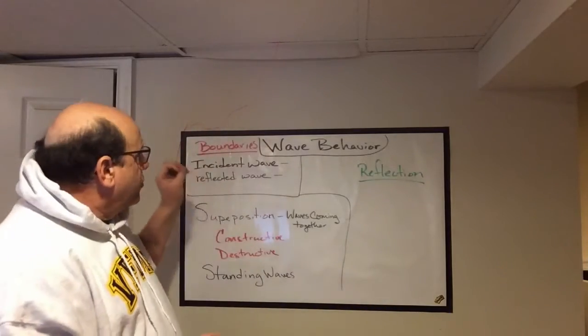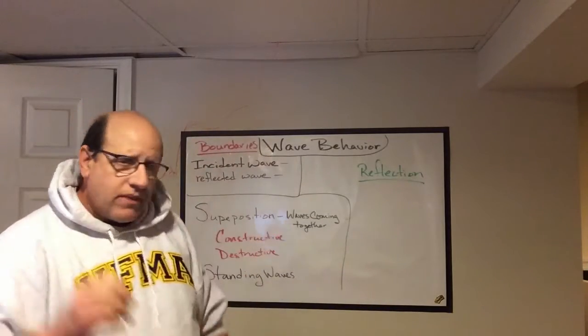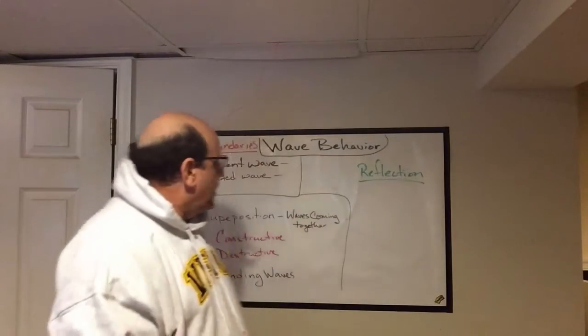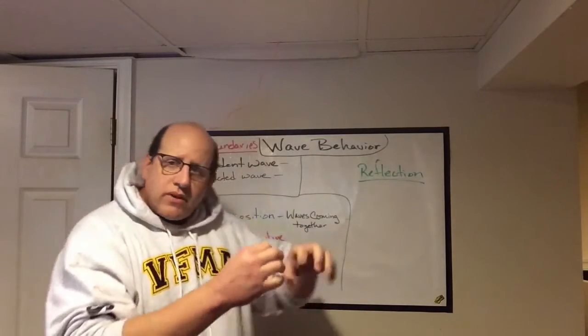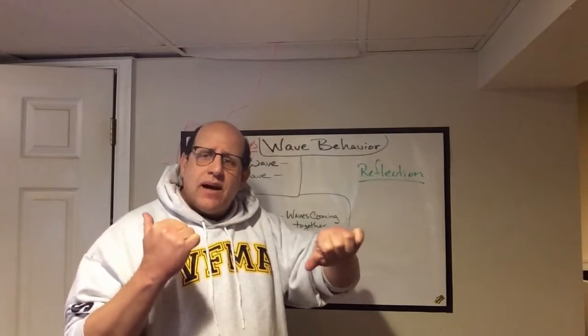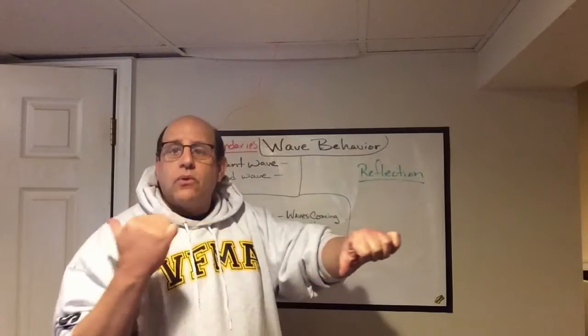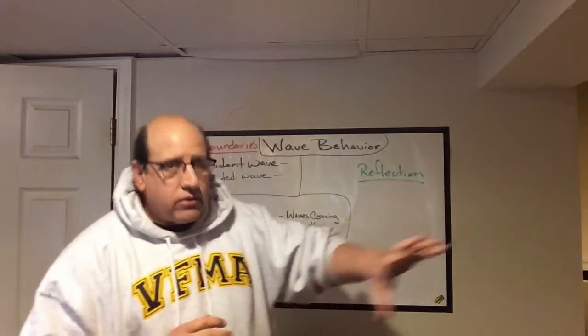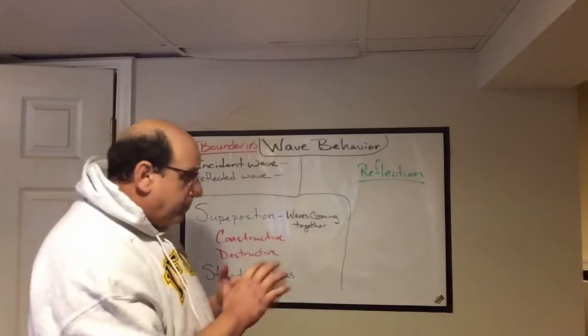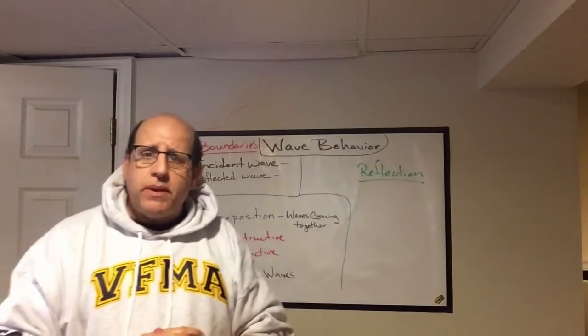So that first wave is that incident wave. That's the wave that goes toward the boundary and hits it. And then the reflected wave obviously is the piece of that wave that gets reflected back at the origin. Okay, but the rest of the wave continues on down that other medium. And it happens quite a bit.